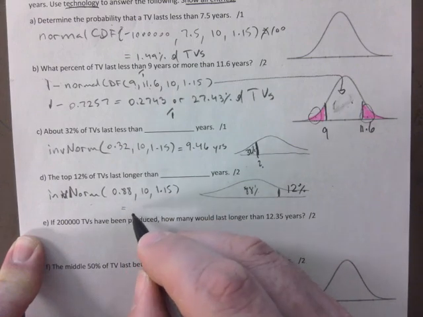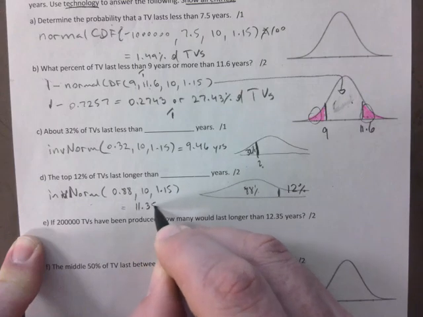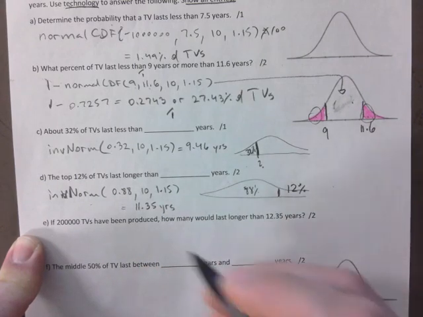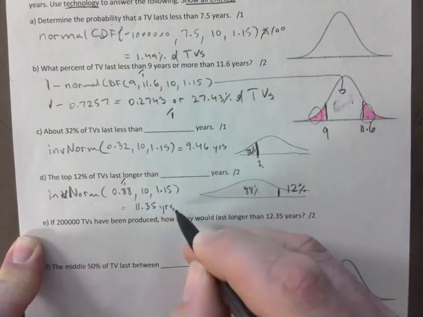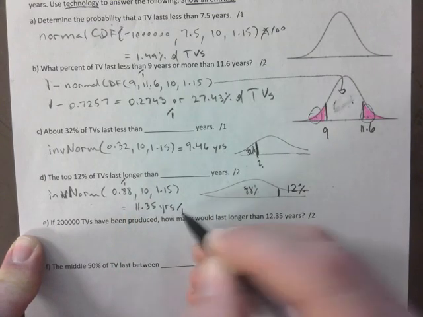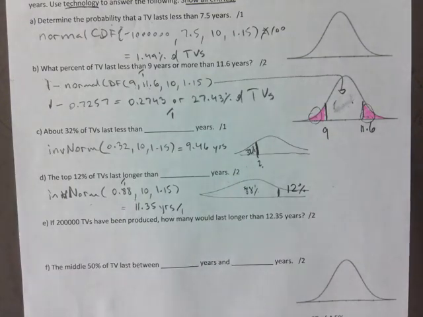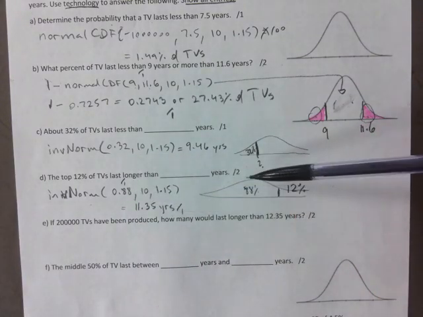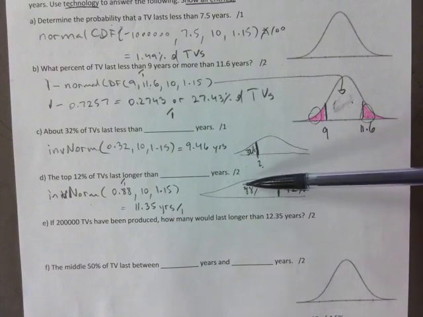So that would be 11.35 years. So 1 mark for the 0.88 and 1 mark for using inverse norm and getting that value. If you use 0.12, you get 1 out of 2 here if you use inverse norm. Okay?